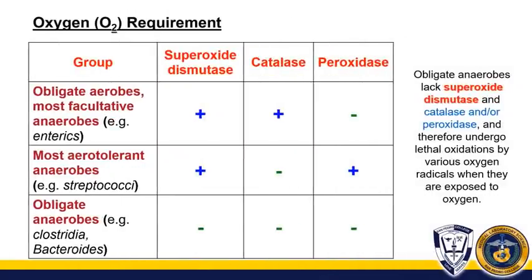So most obligate anaerobes or facultative anaerobes like the enterics, E. coli, Proteus, Enterobacter, Klebsiella, they all contain superoxide dismutase and catalase, while streptococci or most aerotolerant anaerobes contain superoxide dismutase and peroxidase. And that's why the Clostridia group, the strict anaerobes, cannot survive oxygen because they don't have any of these enzymes.